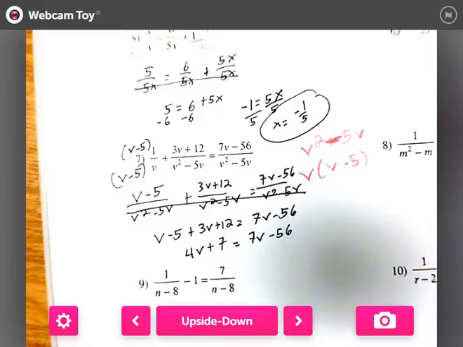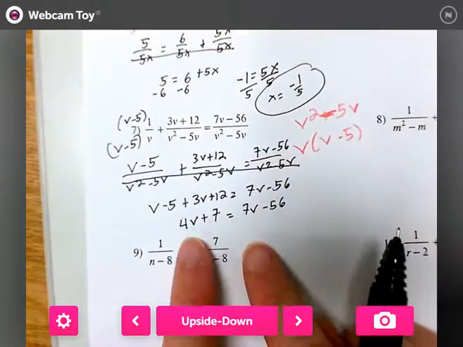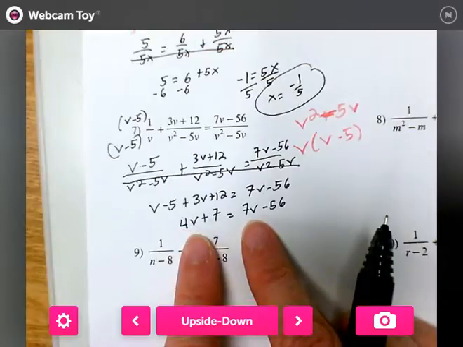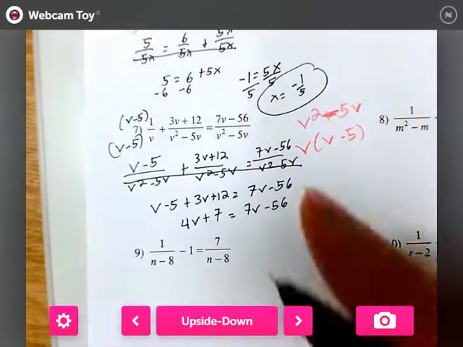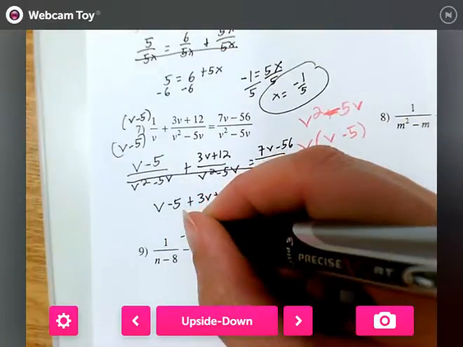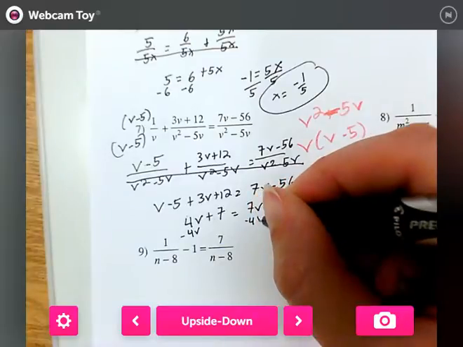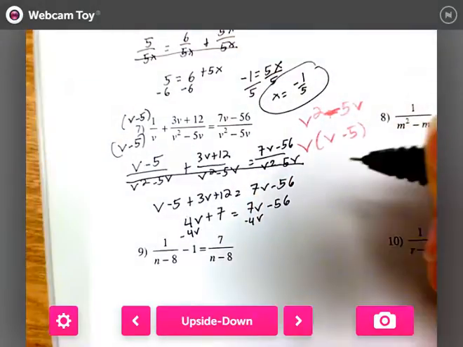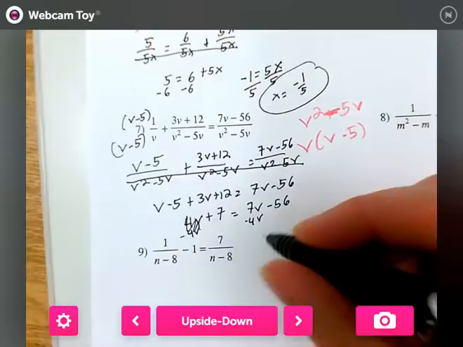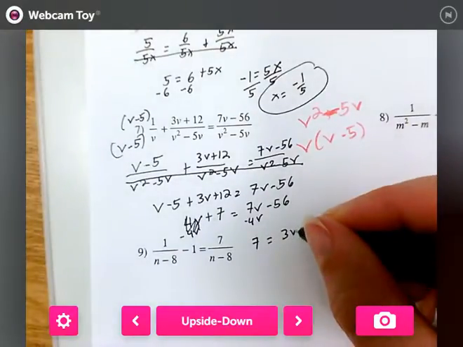I need to get all of what on one side? I like to get the v's on one side. So I like to move whichever one is smaller because I don't like negatives if I can help it. So I'm going to subtract 4v. Is it okay if you subtract 7v? Yeah, it's still correct. So I get 7 equals 3v minus 56.